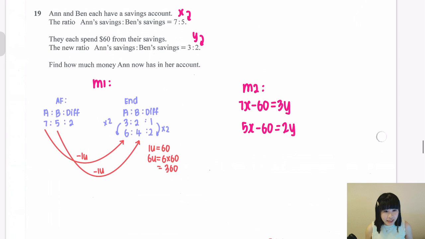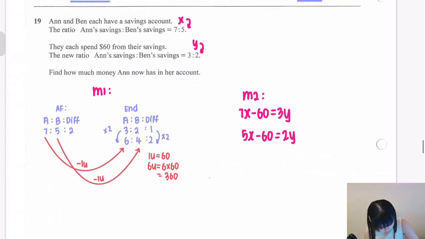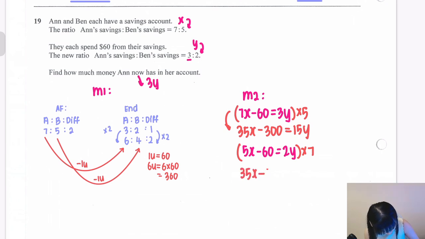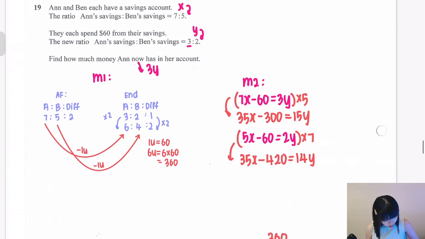If you want to find how much Anne now has in the account, you are actually finding 3y. And to find y, we have to make x the same, right? So to make x the same, if here is 7 and here is 5, I will times 5 and I will times 7. So I will get 35x minus 300 equals 15y for this. And if I times 7, here is 35x minus 420 equals 14y. I'm going to let this be equation 1 and this be equation 2.